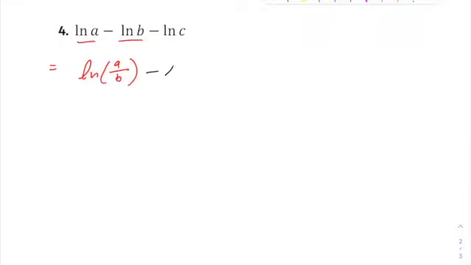Then I also have minus ln of c. So if I'm going to condense these two, then I'm doing a over b divided by c. And when you divide by c, that's really multiplying by 1 over c, right? So all that's really going to do is put c right in the denominator with b, and multiply them together. So there's my final answer.